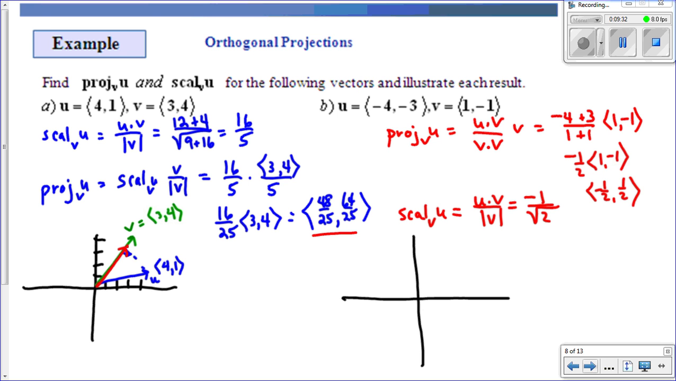We have the vector -4, -3, and then 1, -1. Now when we project u onto v, we need to extend v out in the opposite direction. The perpendicular here would actually fall on that side in the opposite direction. So this is the projection. If you look at the actual vector that we found in component form, it's negative 1/2, 1/2, which is pretty close. And the length of that vector is negative 1 over the square root of 2.